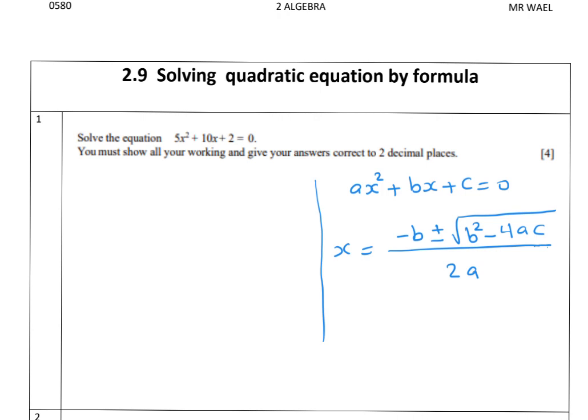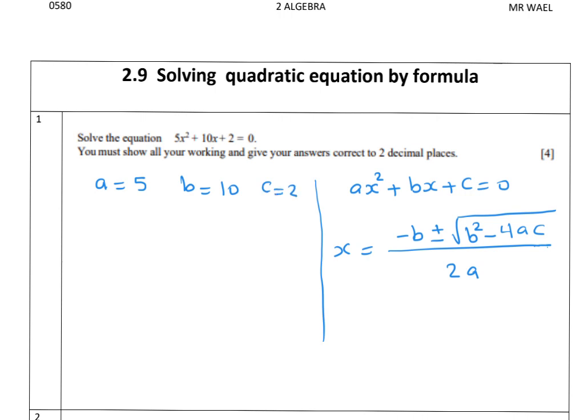Now we can apply this rule. Solve the equation 5x squared plus 10x plus 2. You must show all your working and give your answer correct to two decimal places. If the question tells you to give your answer correct to decimal places, this means you cannot factorize, so use the formula. We need to find a, b and c. By comparing, a is the coefficient of x squared, which is 5, b is 10, and c equals 2.